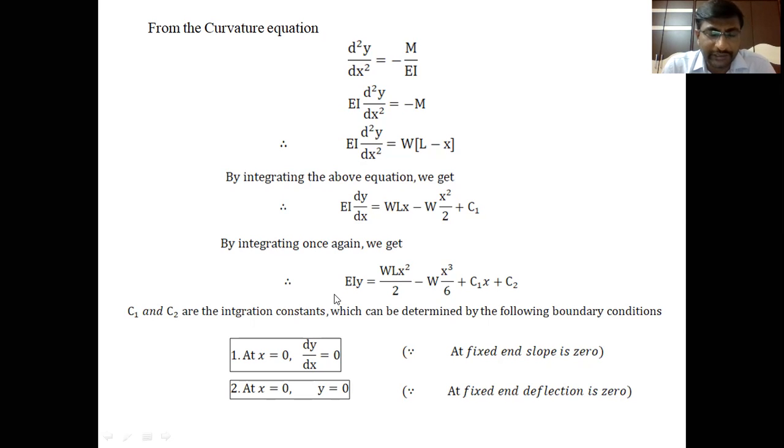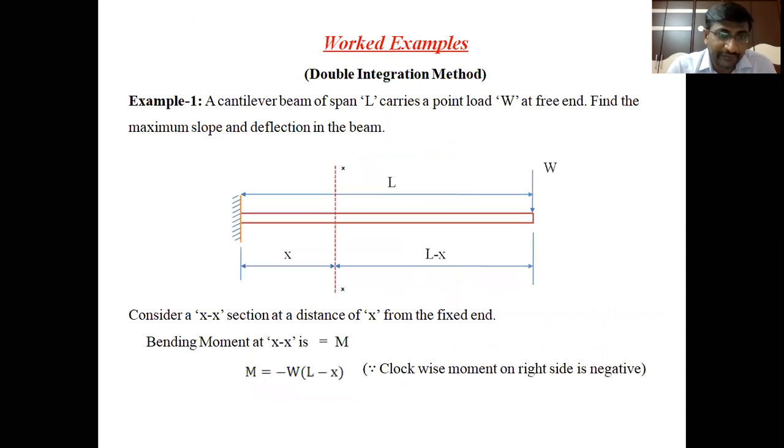What are the boundary conditions for the given cantilever beam? Wherever a cantilever beam is given, these are the fixed end boundary conditions. Boundary conditions means at x is equal to 0. What is x equal to 0? X is equal to 0 means we are taking x from the fixed end. If x is equal to 0, the section is at the fixed end.